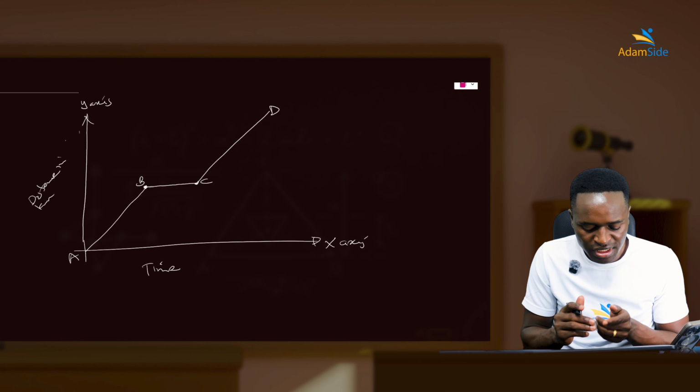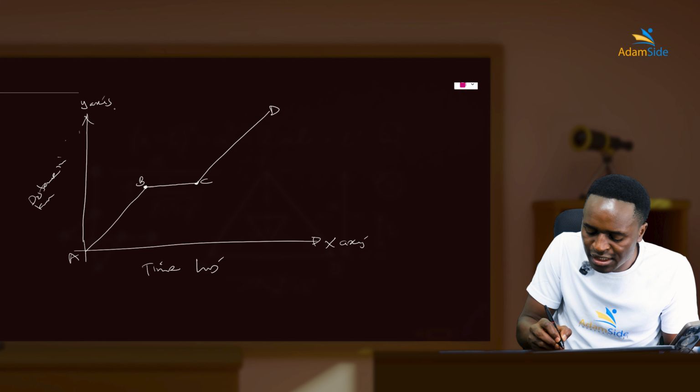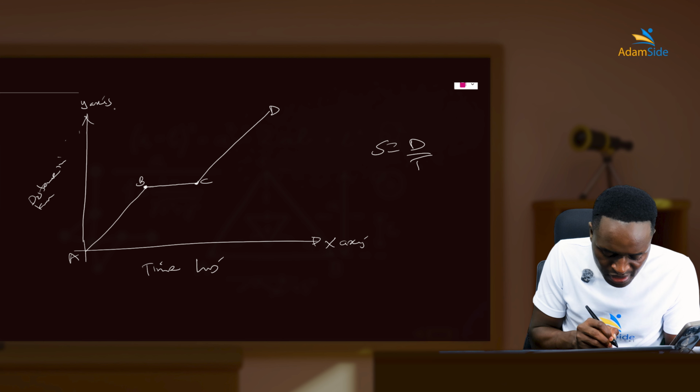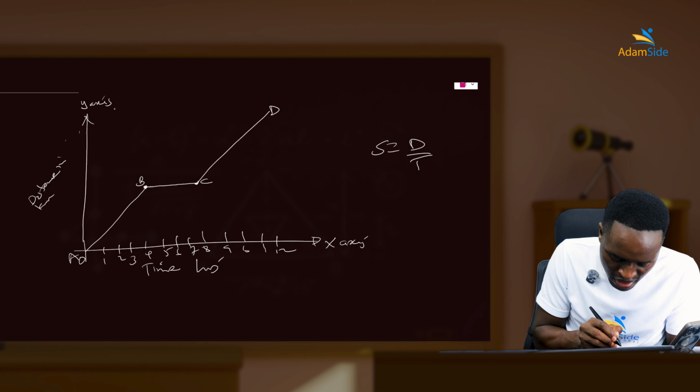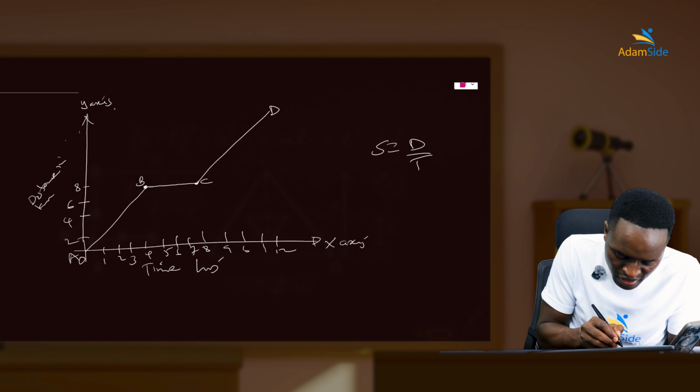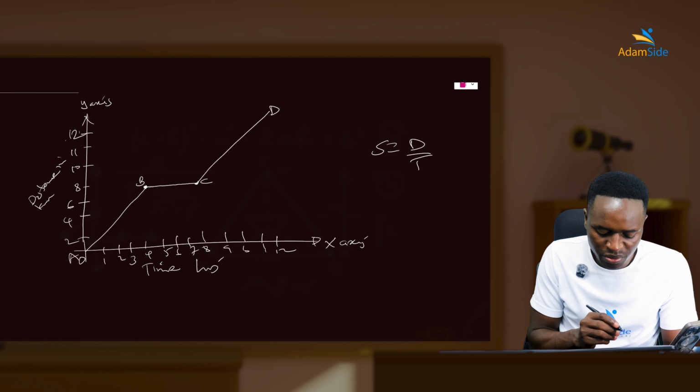So we have distance in kilometers and time. Let's say our time is in hours. And we know that to calculate the speed of an object, speed is equal to distance divided by time. Now let's assume this is 0, and then 1, 2, 3, 4, 5, 6, 7, 8, 9, 10, 11, then we have 12 hours. And then here we have 2, 4, 6, 8, 10, 12. Okay, so we have 12 kilometers.